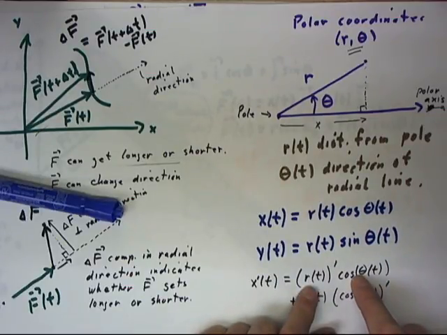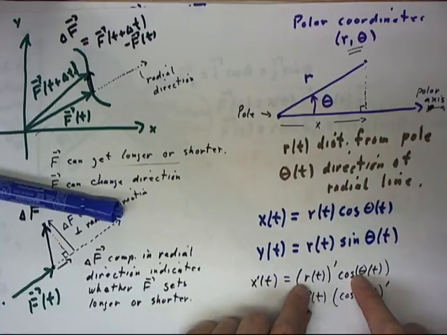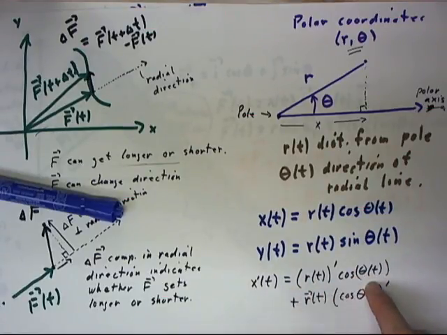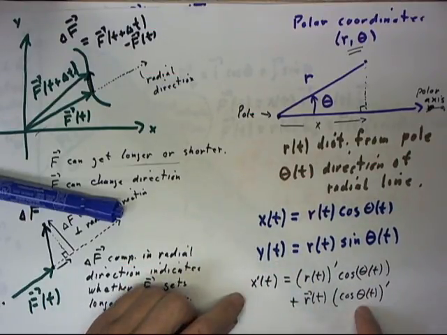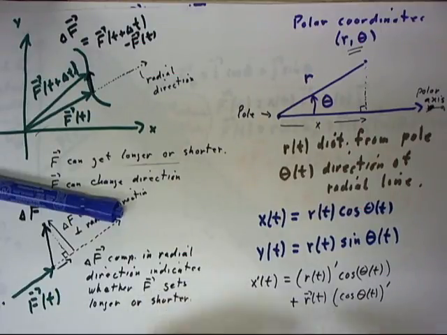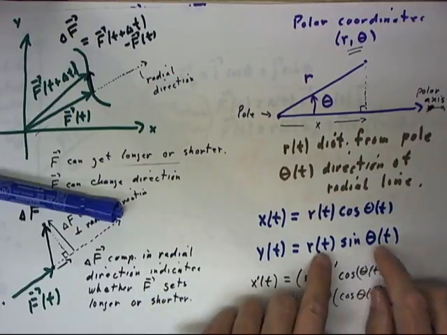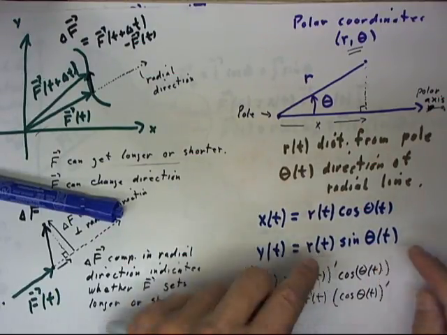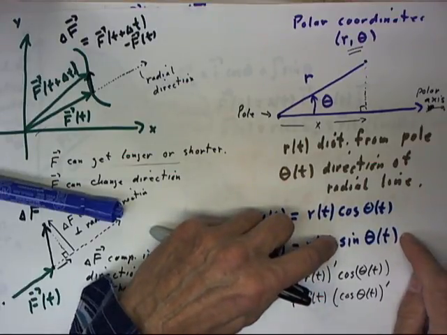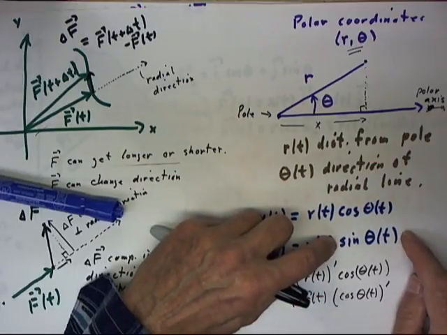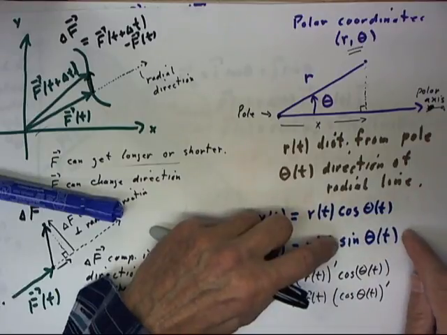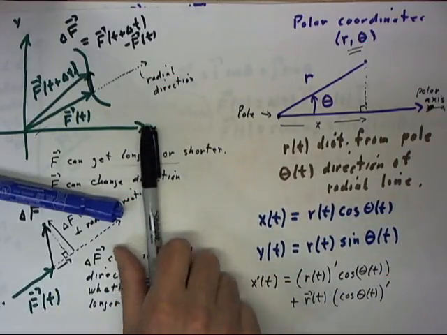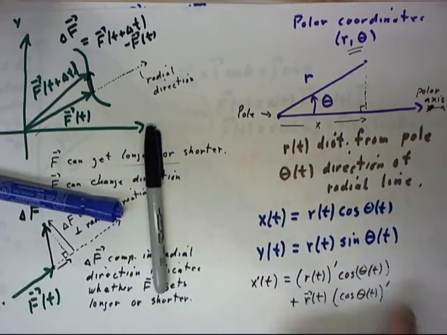Here we don't have a chain rule to worry about. We just have the derivative of r with respect to t times the cosine of theta of t, whatever that is. Similarly, y of t is going to have a derivative with respect to t that needs to be calculated using the product rule. And part of that product rule is going to involve taking the derivative of the sine of theta of t, which is going to involve the chain rule.